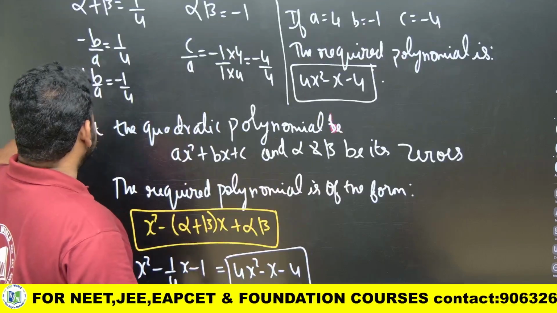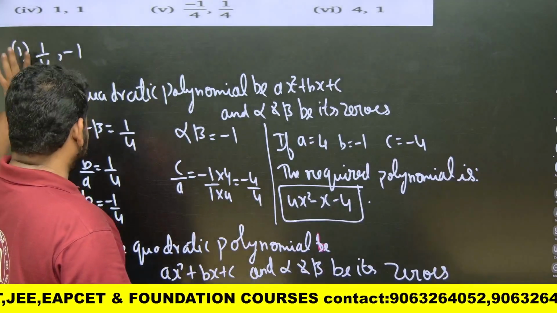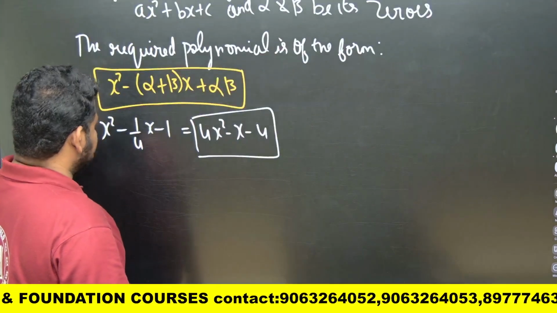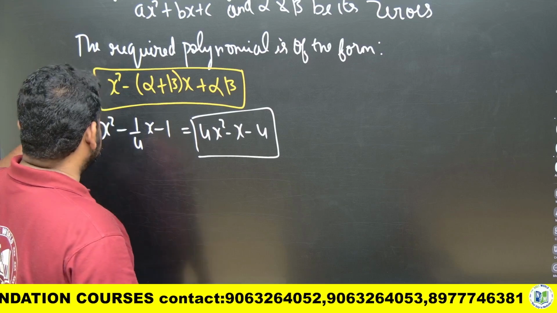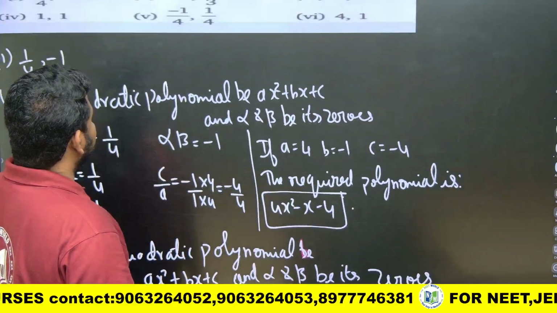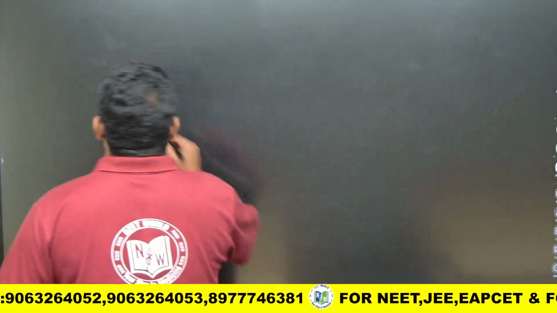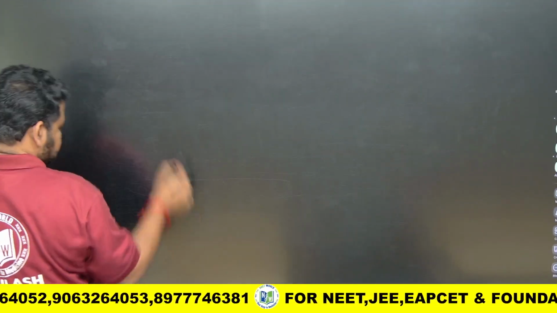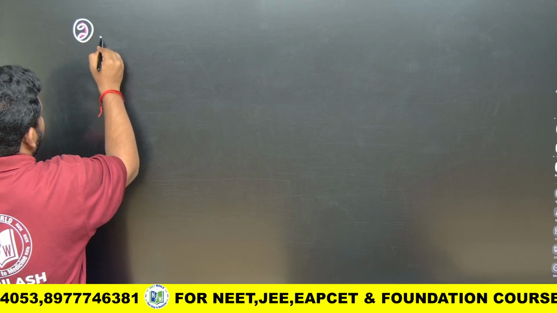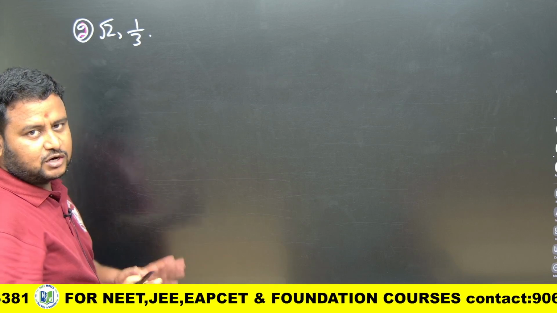Okay, now let us look at the second question. I hope you understood the second method. Let us do it using this method. What is the question that they have given? Root 2 comma 1 by 3. This is the sum of the zeros and the product of the zeros.